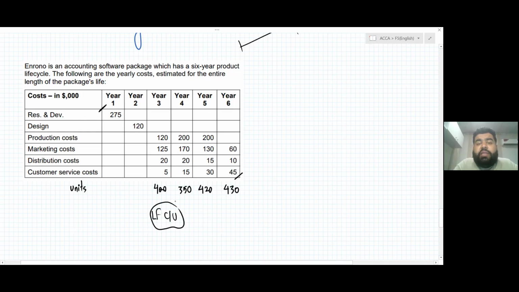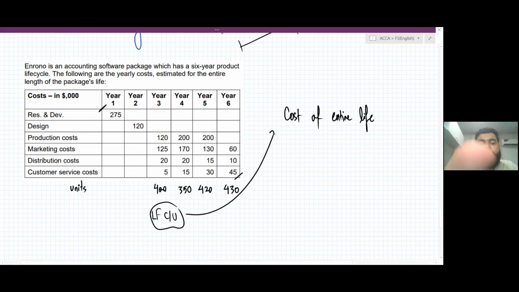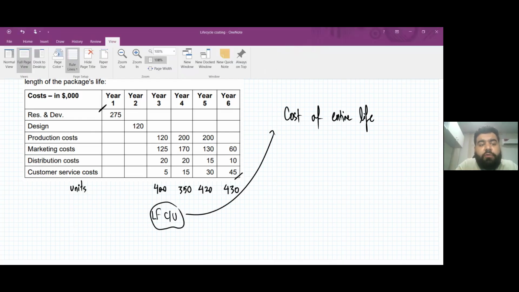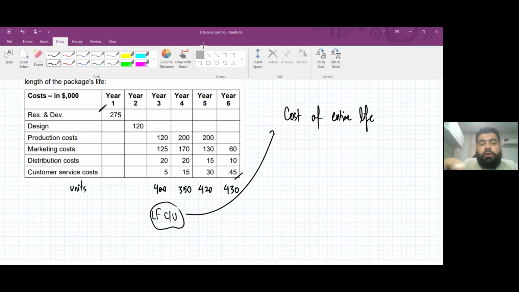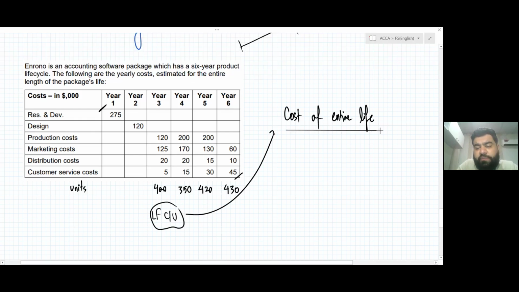For that we need the cost of the entire life, because the formula for life cycle cost per unit is the cost of the entire life, the cost incurred in the entire life. No cost will be ignored here. All the costs are mentioned, divided by total units of life. If you see, the cost is being incurred in year one for research and development. It's the research and development 275.